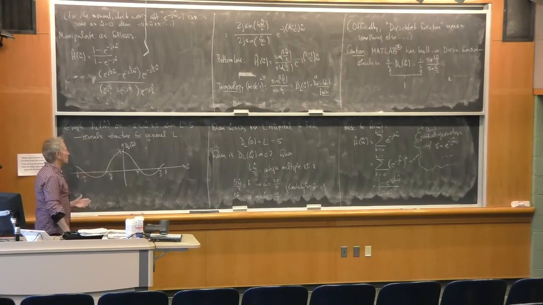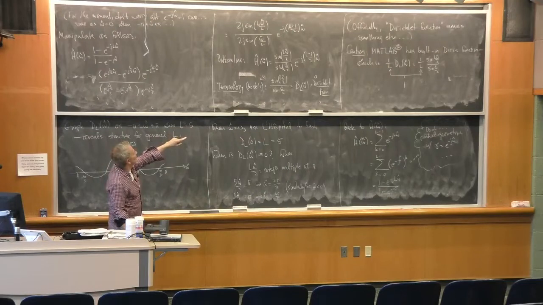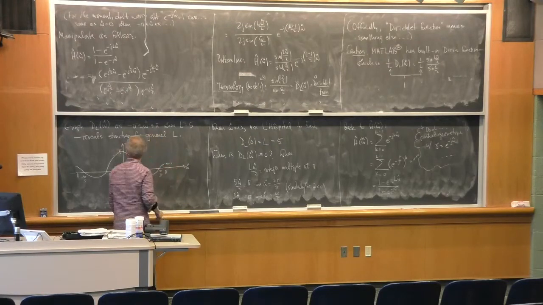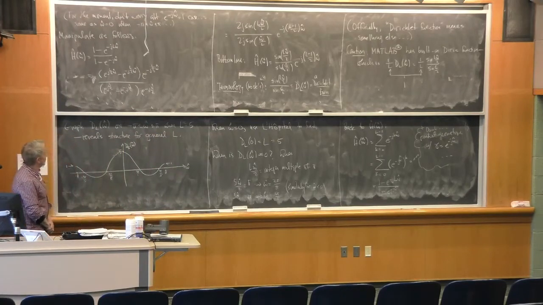And just for completeness, what is its value at omega hat equals pi? Sine of 5/2 pi is equal to 1. So this value here is 1. All right, so there's what the Dirichlet thing looks like on omega hat running from minus pi to pi.